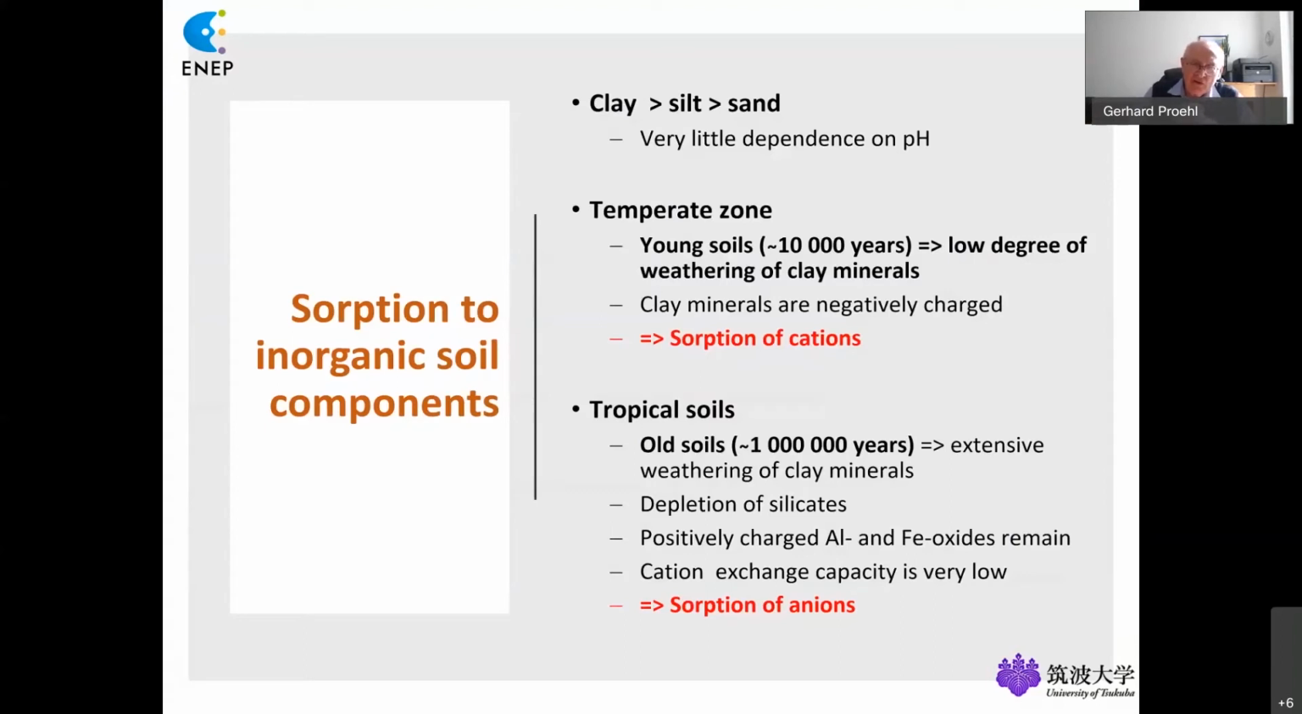The situation is different in tropical soils. These soils are very old. They have developed for about a million years or more, and there we can see a very extensive weathering of clay minerals. Most of the silicates are gone, and the remainder are the aluminium and iron oxides, which are positively charged. So this means the cation exchange capacity is very low, and we have absorption of anions.